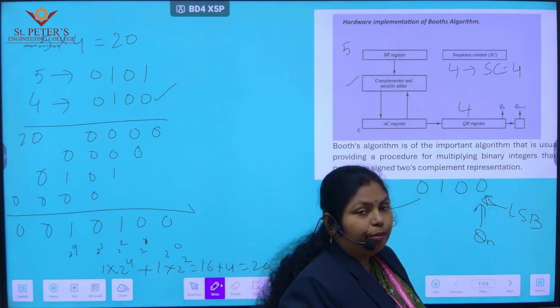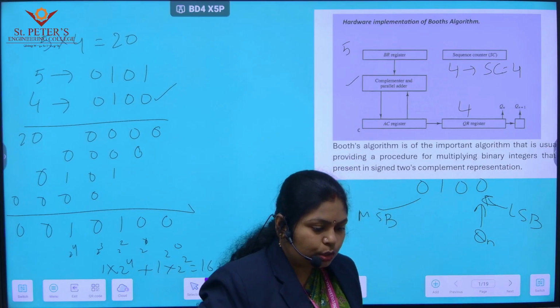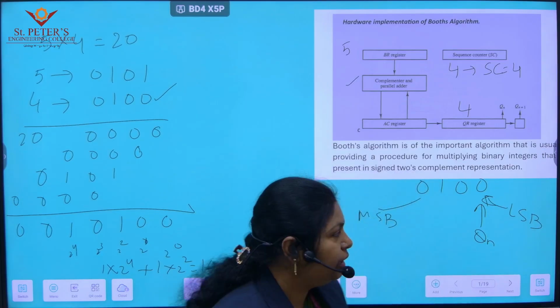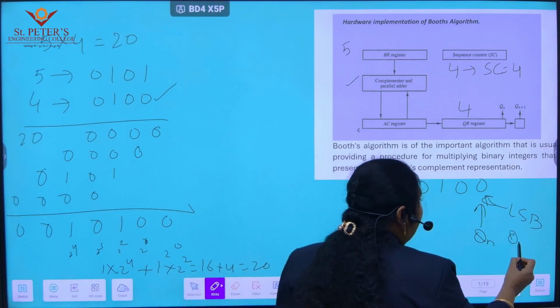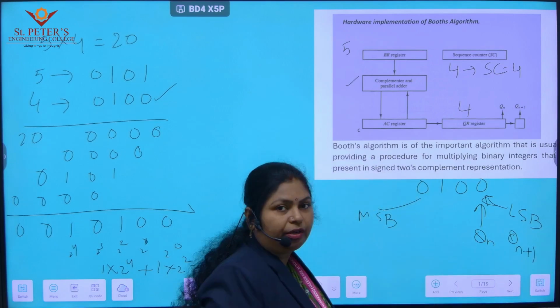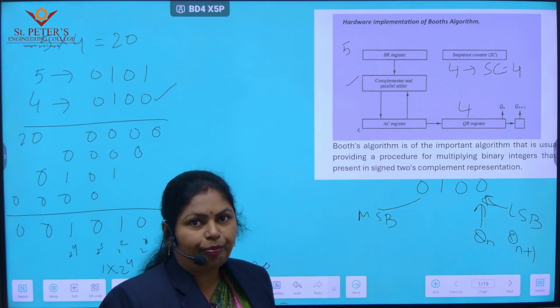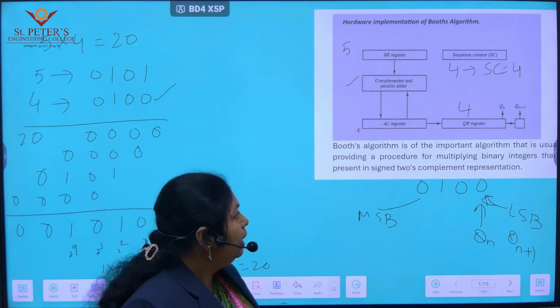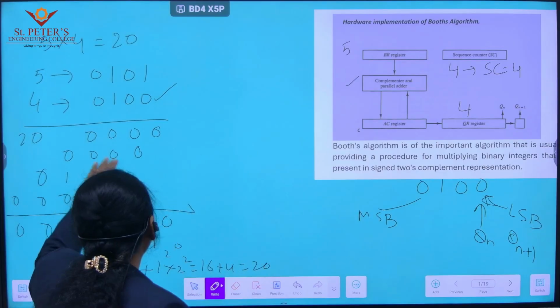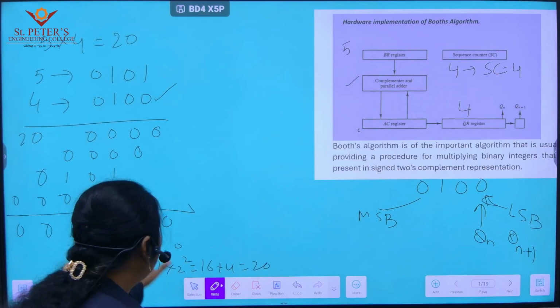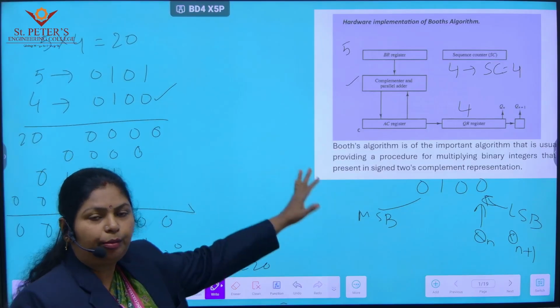Next we have Qn plus 1, which is a flip-flop that stores a single bit of information. Qn and Qn plus 1 combined help us perform the 2-bit inspection. That we will see in the flowchart. So this is about the hardware implementation and the simple multiplication process. Let us have the same multiplication with the help of the flowchart.